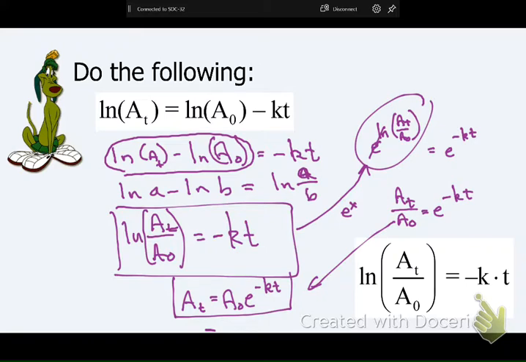And the reason this equation is important is because it relates the initial concentration to any concentration later in time. So if you know the rate constant and you know the initial concentration, all you have to do is plug a time in here and then you can calculate the concentration sometime later.